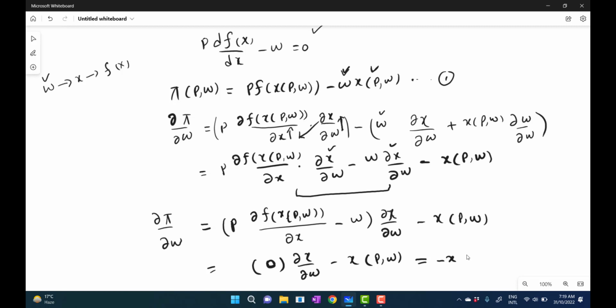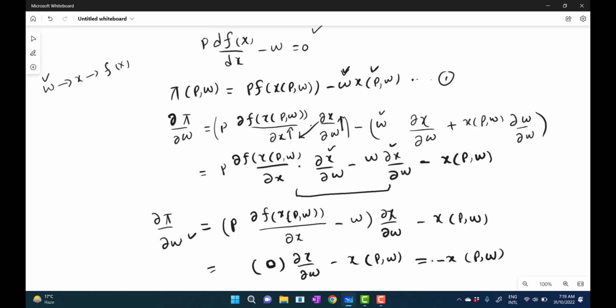minus x, which is a function of price and W. So this is the derivation of the factor demand function from the profit function applying Hotelling's lemma. This time we took the derivative of the profit function with respect to W, that is, the input price, and as a result we got the factor demand function with a negative sign.